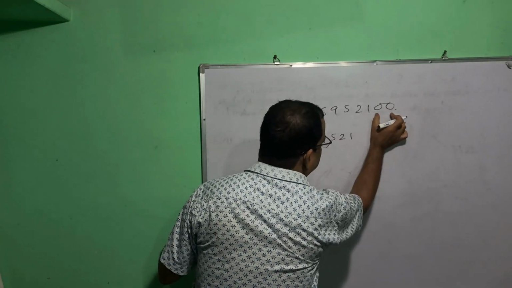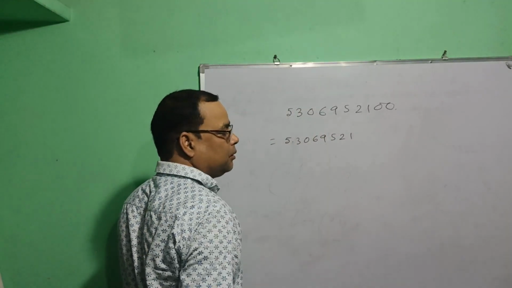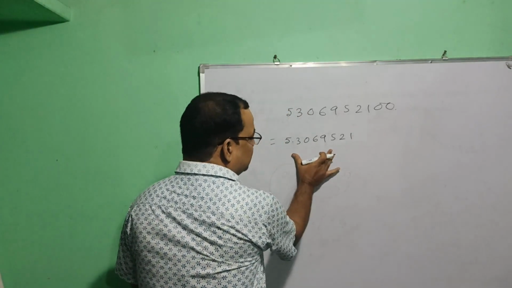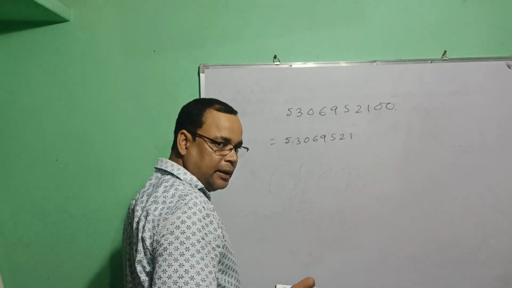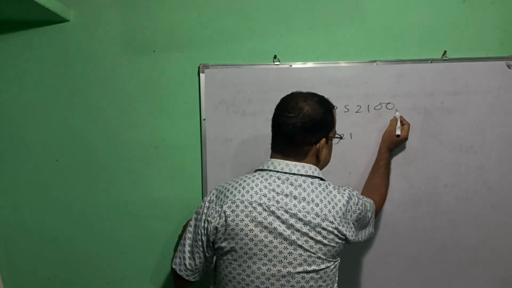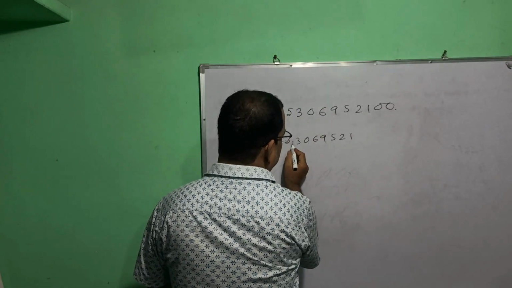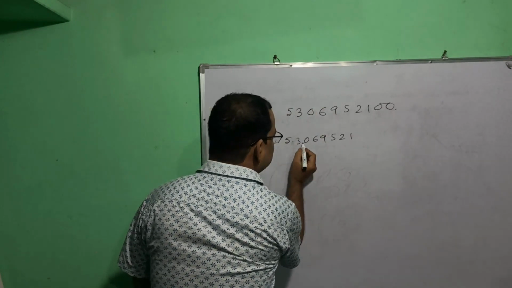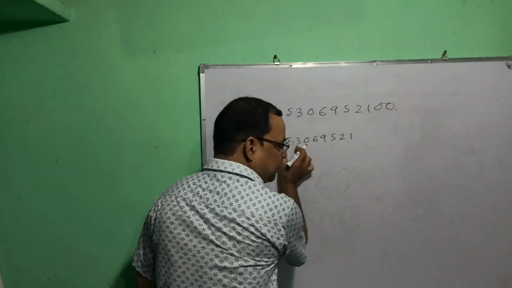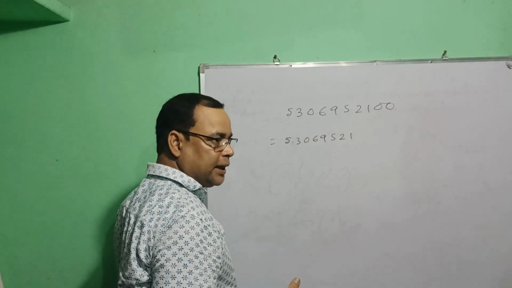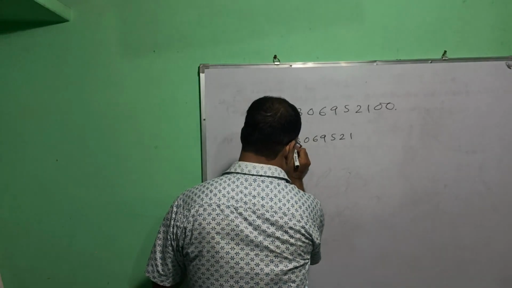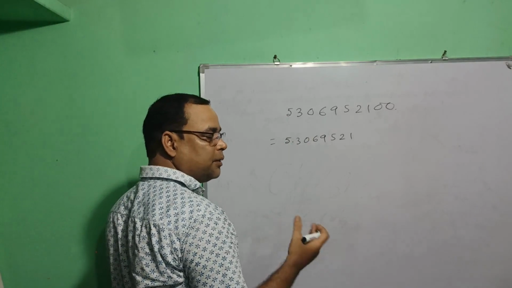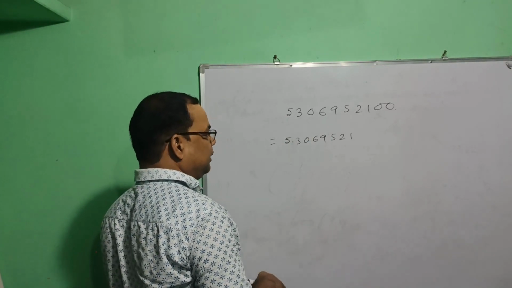5.306952, and the 0 is there. After the decimal, there is no need to put these two zeros, so we can write up to this. I think you can understand. The decimal is shifted here, just after 5. If I put it there, it would be 53, which is more than 10. So the decimal should be put after 5 only, so that the number is 1 or more than 1 and less than 10.